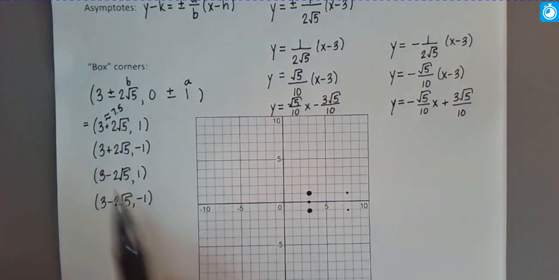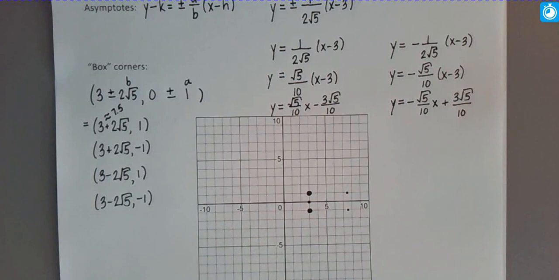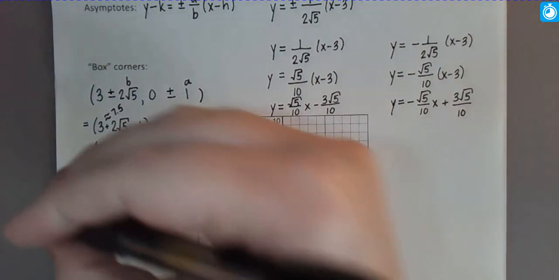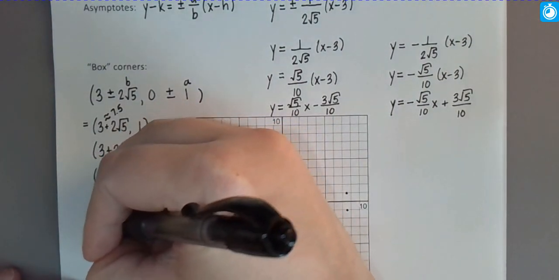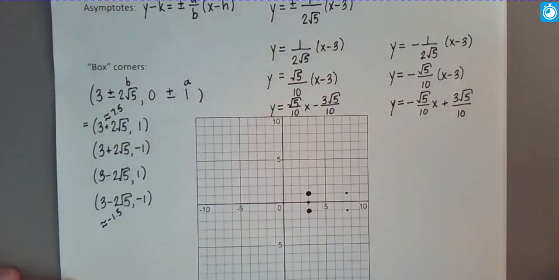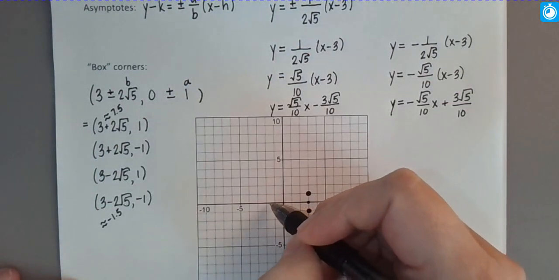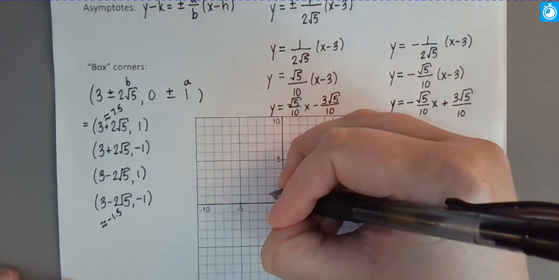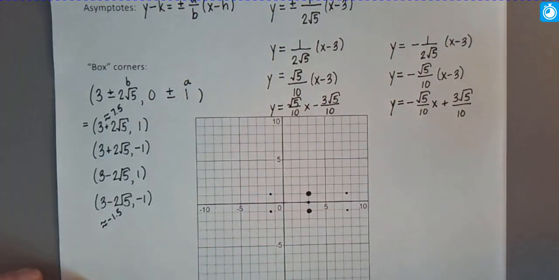Okay, now 3 minus 2 root 5. So multiply 2 times the square root of 5. Okay, and that's negative. And then we have an additional 3. And that's going to be about negative 1.5. Okay, so x is about negative 1.5, and then up to 1, down to negative 1.